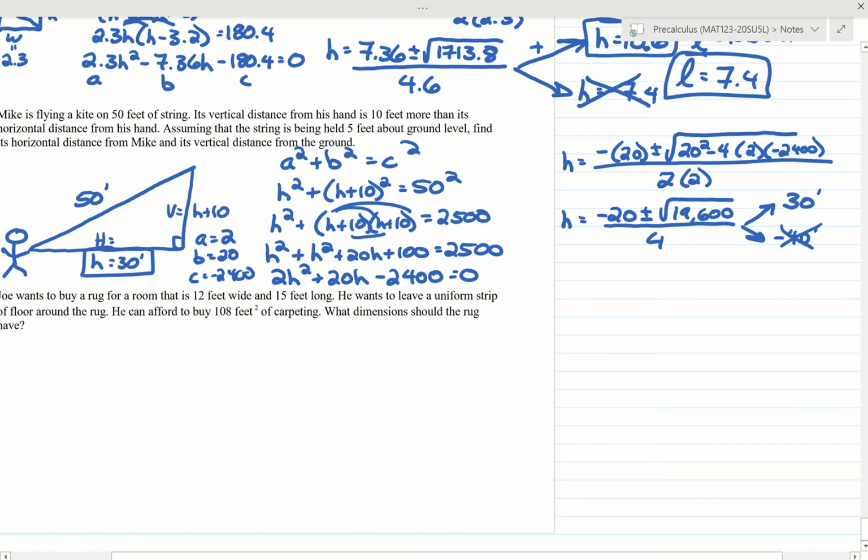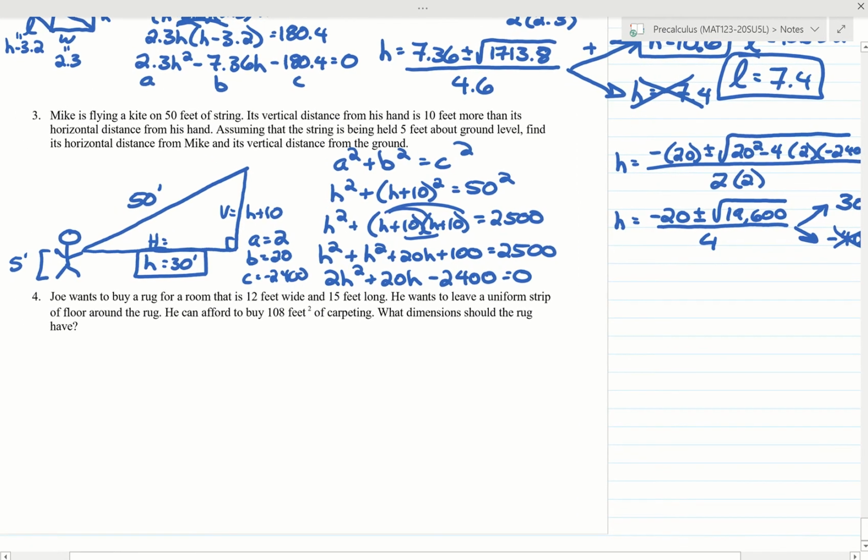So what does it want to know? It's asking, find its horizontal distance from Mike. That's going to be 30 feet. And its vertical distance from the ground. Well, we know if h is 30, h plus 10 would be 40.